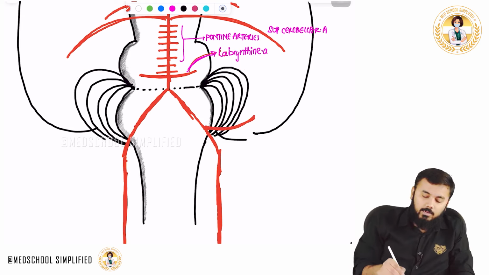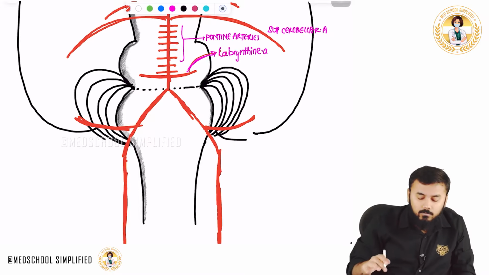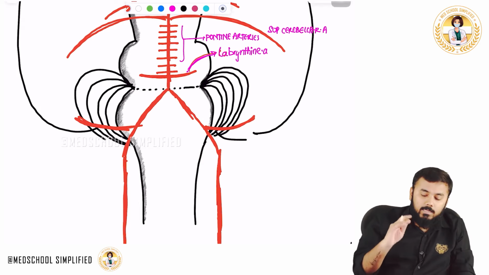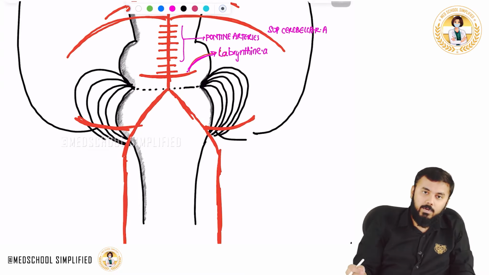This is one branch that is coming from the vertebral arteries on the right and left. First of all, tell me, this is anterior, this is the superior surface or the base, the inferior surface of the brain. This is your inferior surface of the brain.